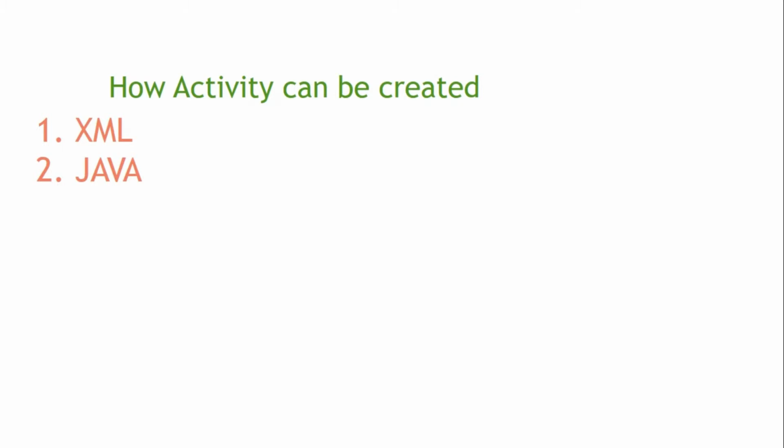An activity is created from 2 files. One is XML and another is Java file. The user interface, that is the look of the app, is created using XML. The full form of XML is Extensible Markup Language. This is very similar to HTML.